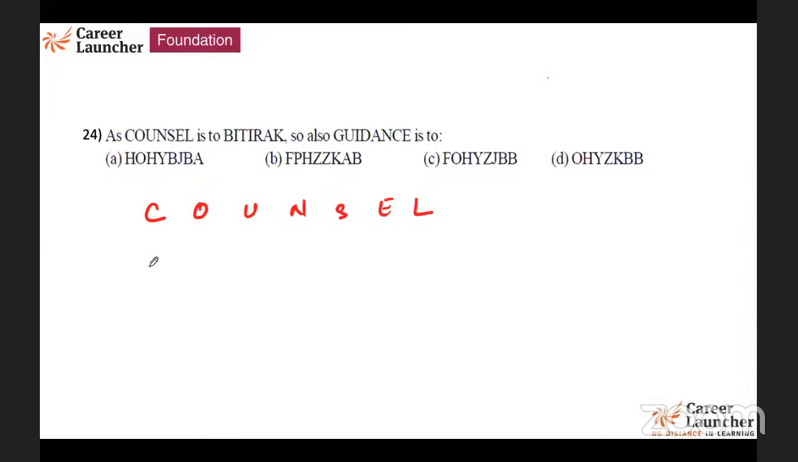COUNSEL. BITIRAK. Look at this. BCTURSKL. Then O and I. This is 5. N and I, 4 difference. E and A, 3 difference, or 3 in between. Likewise, it is going on.